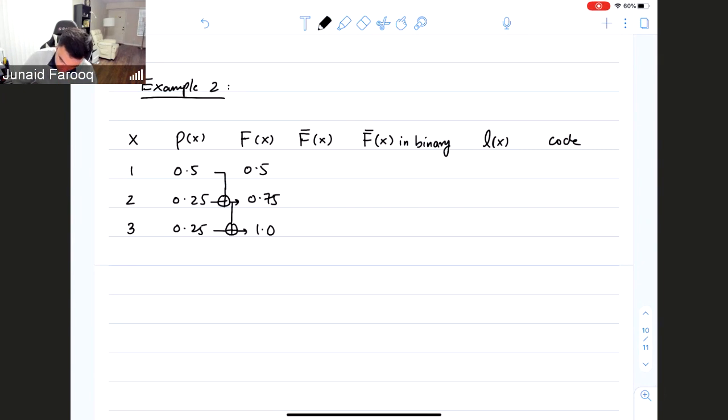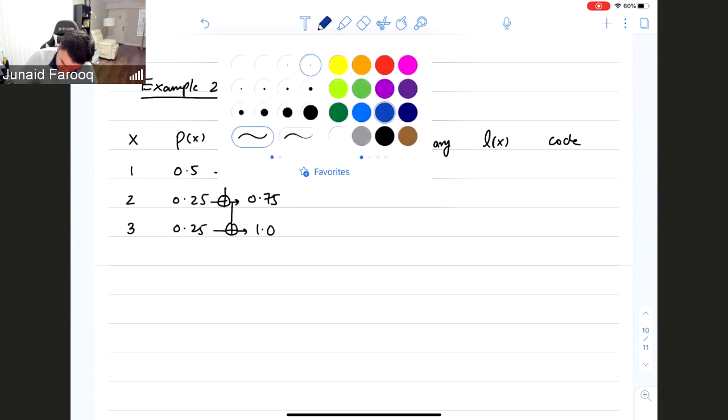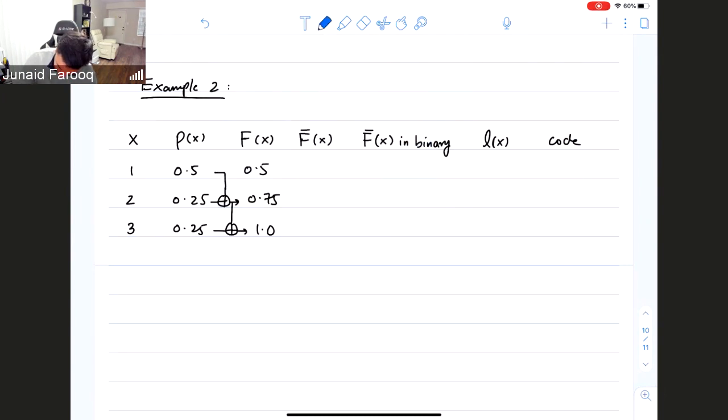F bar now is going to be, I'm going to write here, 0 plus 0.5 over 2. This is the 0.5 that we're using. Okay, so what we get is 0.125. 0.25.